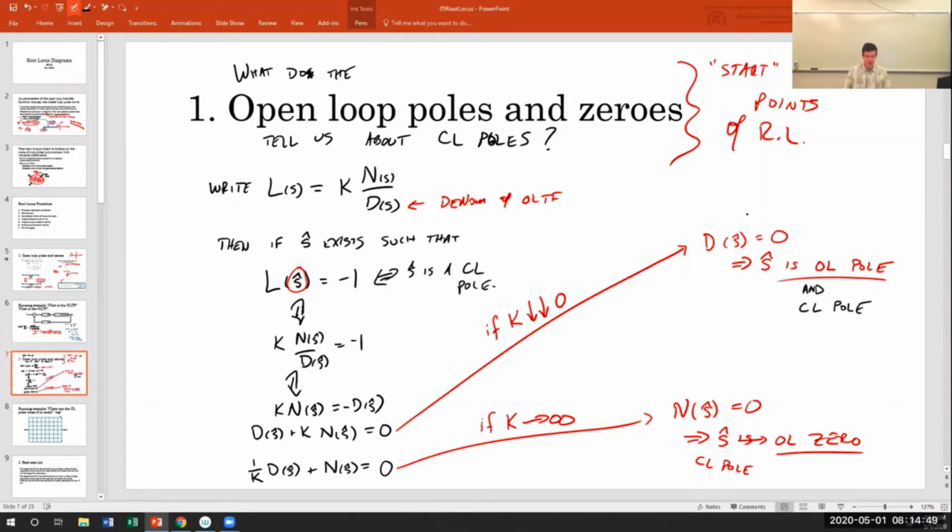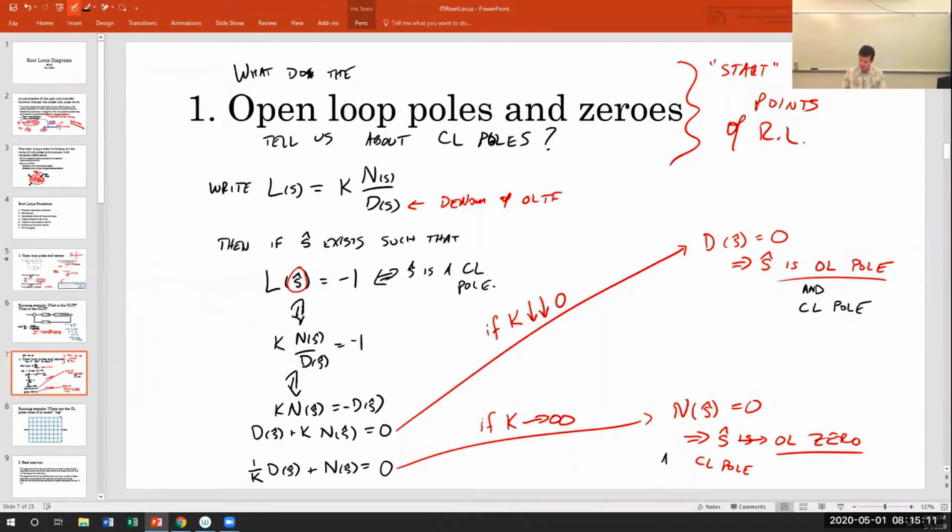If you take the opposite approach and go to this last statement and let K get very large, then all of a sudden the denominator polynomial has very little weight and the numerator polynomial has all the weight. That means the S hats that make the numerator 0 are going to be the closed loop poles. And we just established that those S hats that make the numerator 0 are open loop zeros.